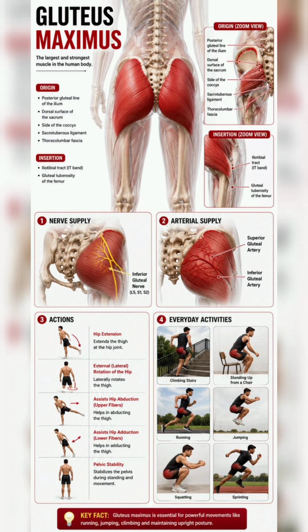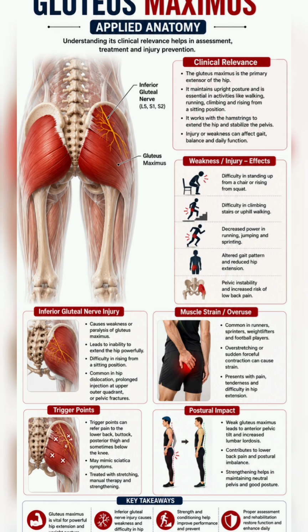Okay. Then in daily activities, we use the gluteus maximus while standing up from a chair, climbing stairs, running, jumping, squatting and walking uphill. So this is one of the most important muscles of the powerful lower limb. Yep. So the next part is the applied anatomy of this muscle, the gluteus maximus.